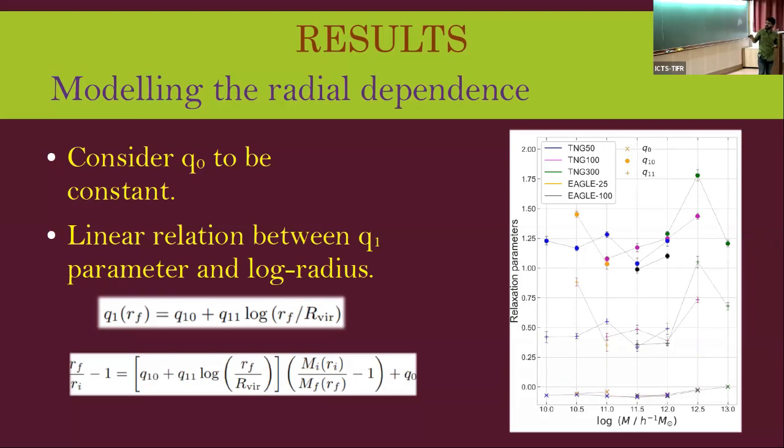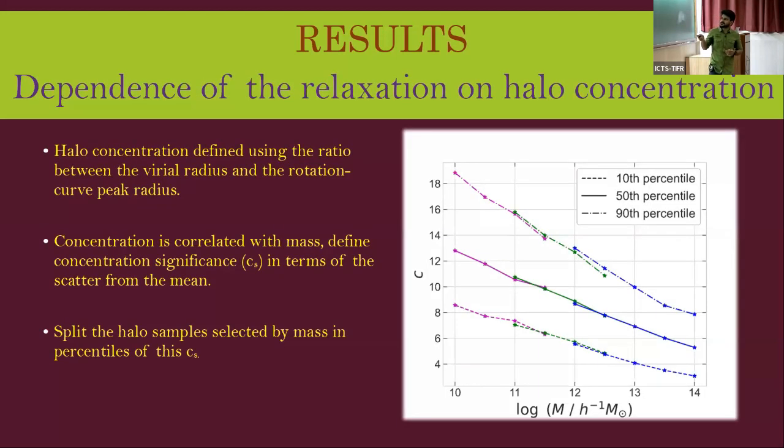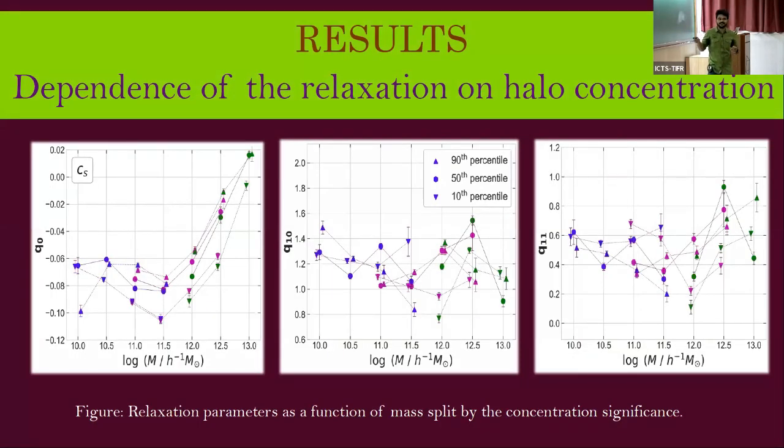With this, we plot these parameters Q0 and Q1 as a function of halo mass. We find that for most of the halo mass range, between 10 to 12, Q0, which is the offset parameter, is roughly constant. The reason this offset parameter is a negative value rather than 0 is that for MI by MF equal to 1, RF by RA is less than 1. That is, relaxation happens even when there is no change in the mass. This can be possible when there is a feedback effect that pushes some of the gas outside the radii.